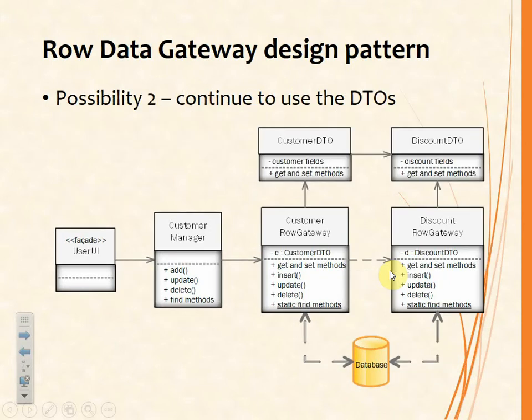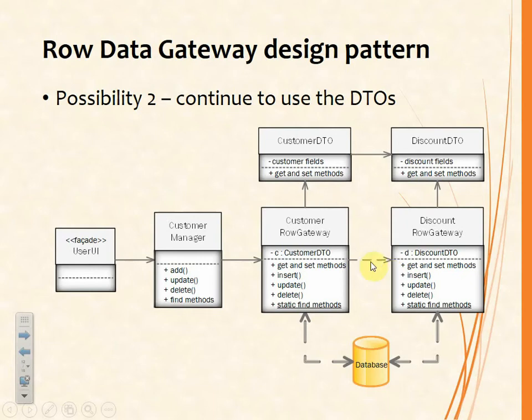Possibility number 2 is that we continue to use the DTOs, because those DTOs are really quite useful. We could send them around the system. If we need one, we can get one out using the row gateway class and then pass that over to the boundary class. But the database operations are still contained within the row gateway. So if we were to take the customer DTO and pass that to the boundary class, the facade at the front, it will not be able to operate on the database because those operations are not in the methods that are held within the DTO.